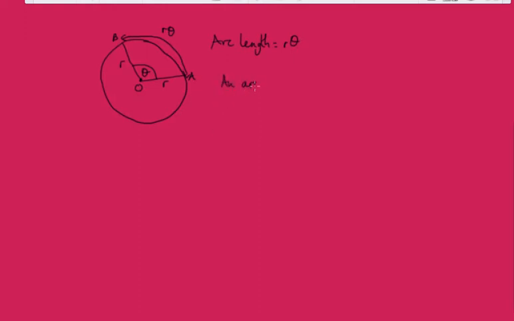An arc subtends an angle of pi over 3 radians at the centre of a circle with radius r equal to 15 centimetres. Find the arc length.